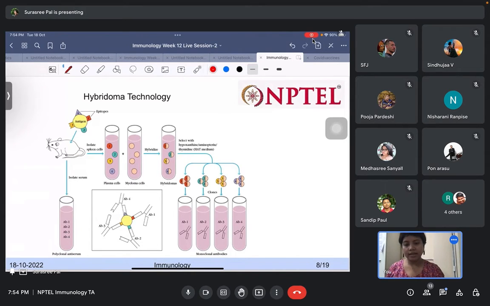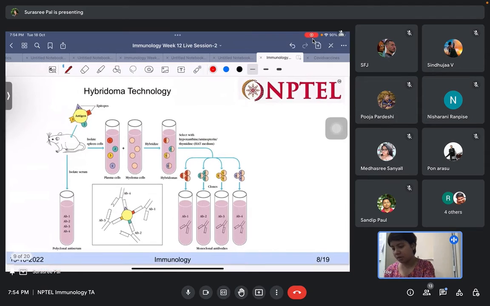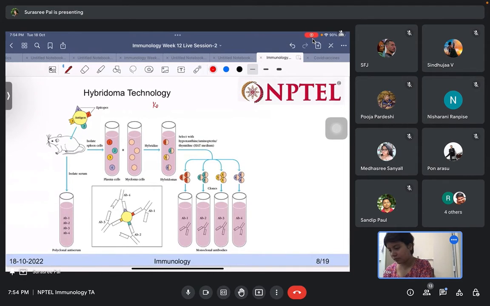So this technology was developed by Kohler and Milstein in 1975. So what they did is that they fused a normal antibody producing B cell with a cancerous myeloma cell. Why is this fusion taking place?